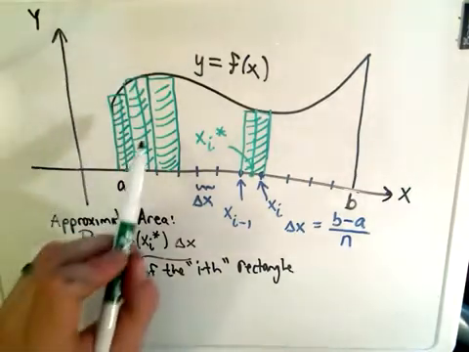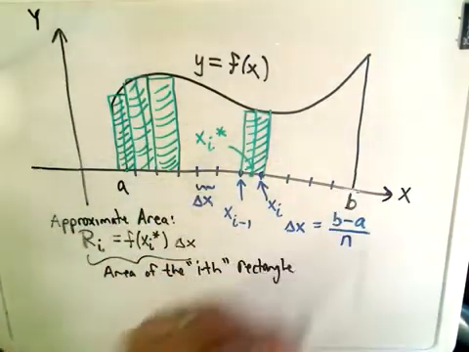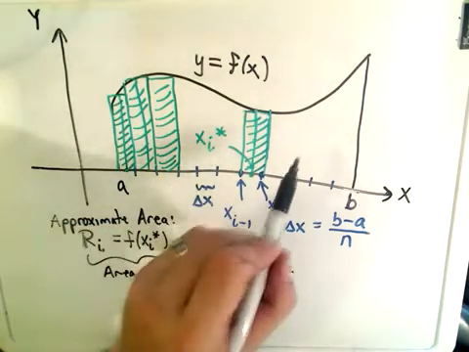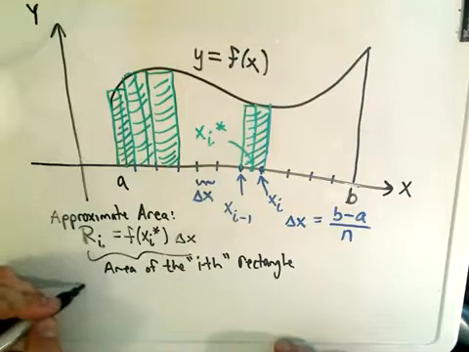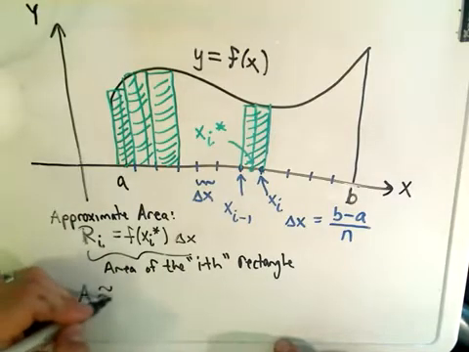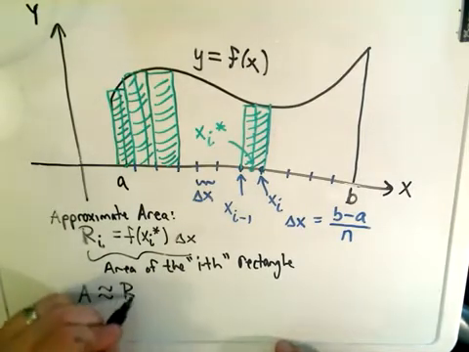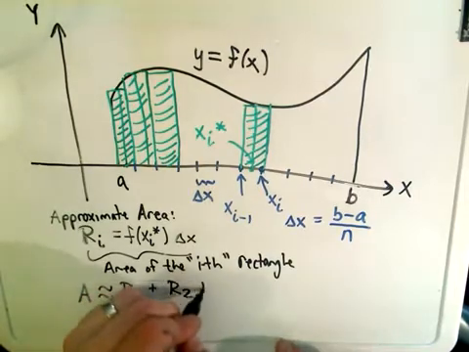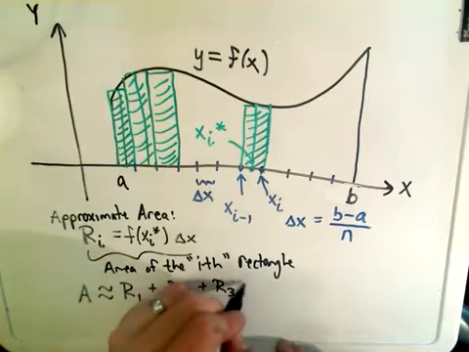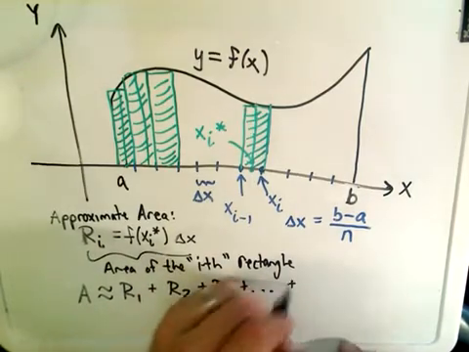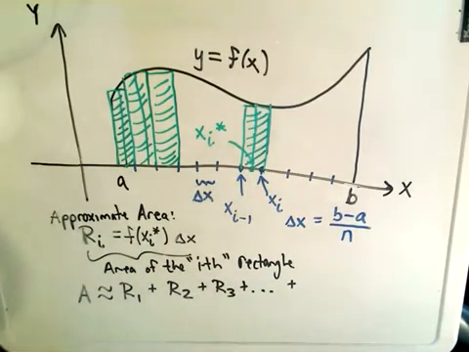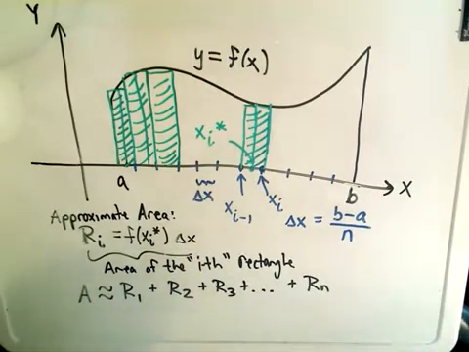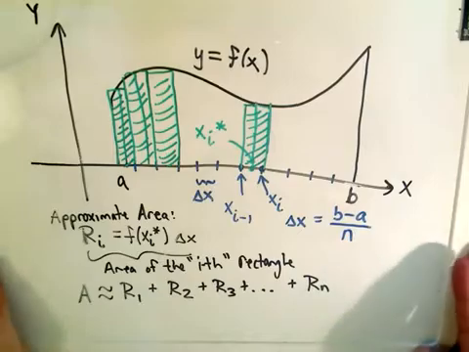Okay, so the idea is we put rectangles over this entire region. So we could now approximate the area underneath the curve. I mean, the area is going to be roughly equal to the area of the first rectangle plus the area of the second rectangle plus the area of the third rectangle all the way down the line. Well, if we chop our interval up into n pieces, we are going to have n rectangles. Okay, so what do we have to do?